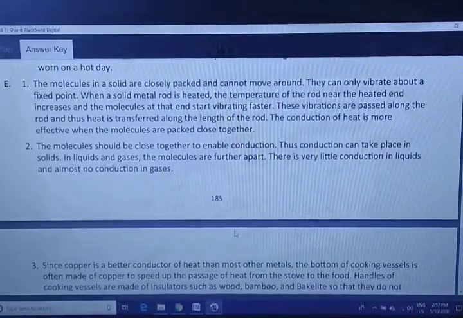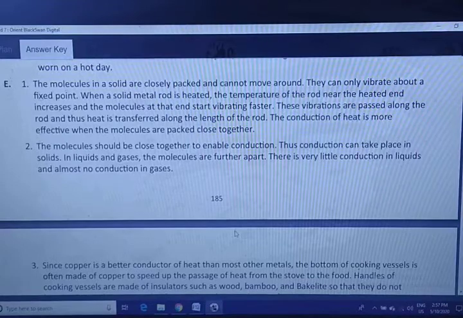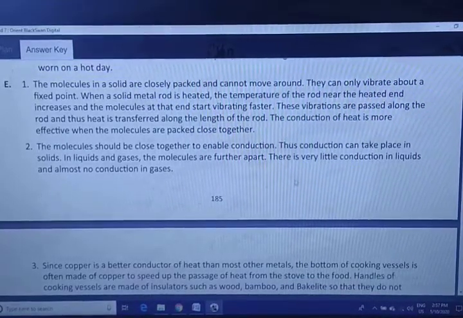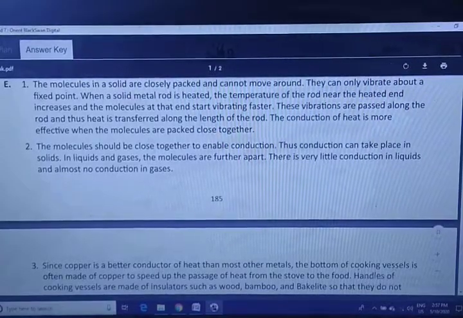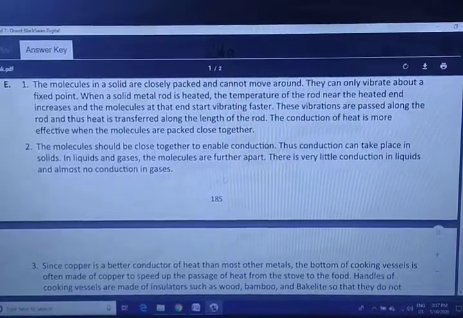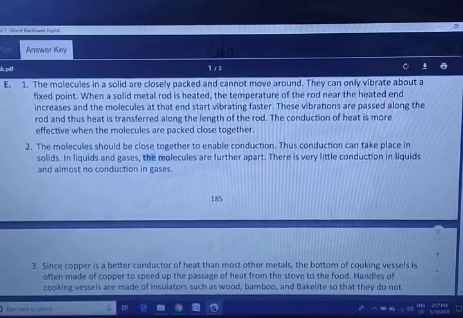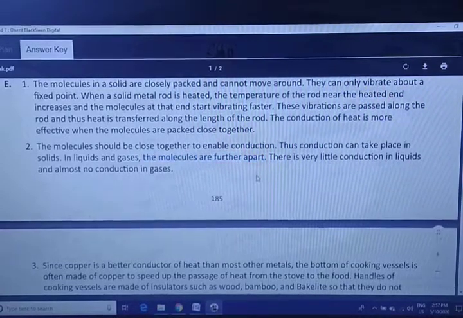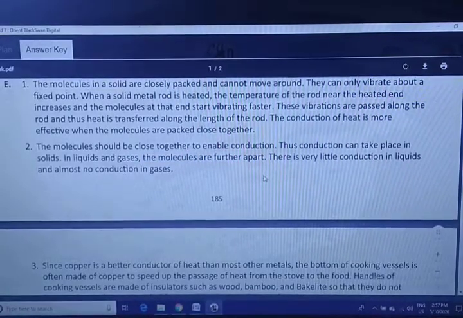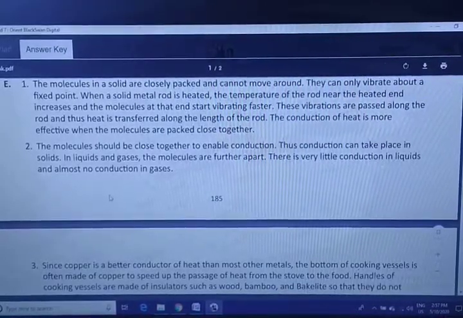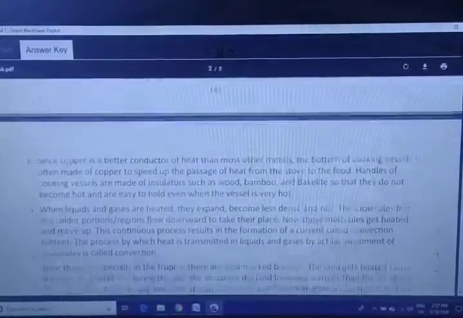Now the second question is, why are liquids and gases such poor conductors of heat? Very, very important. The molecules should be close together to enable conduction. Thus conduction can take place in solids. In liquids and gases, the molecules are further apart. Don't forget to remember this. This is your answer. The molecules are further apart. That's why there is very little conduction in liquids and almost no conduction in gases. Very, very, very important. Third long question.